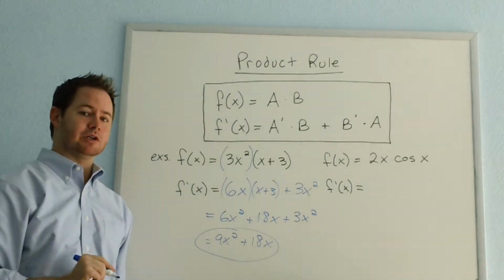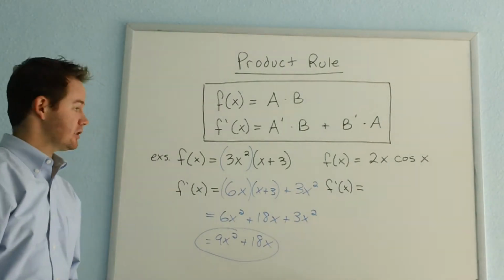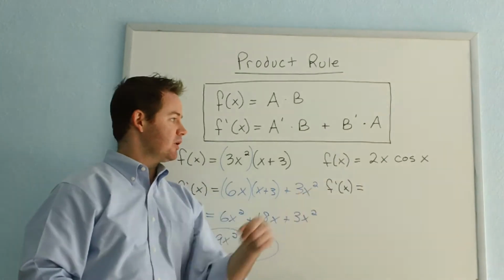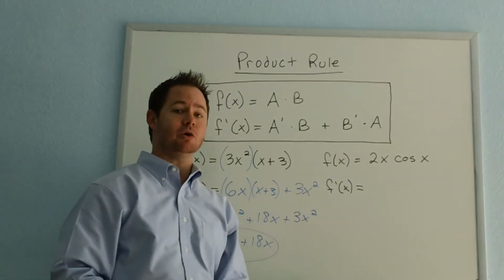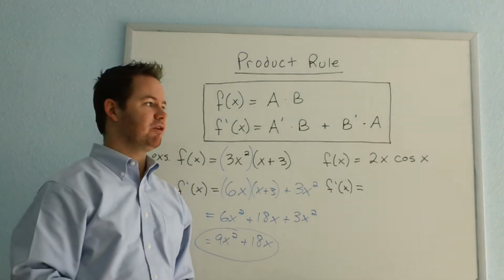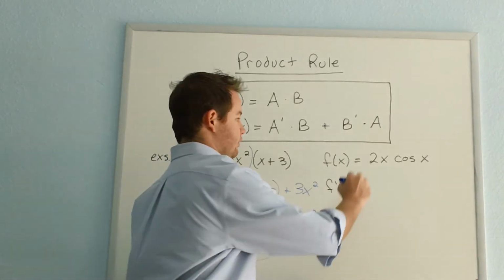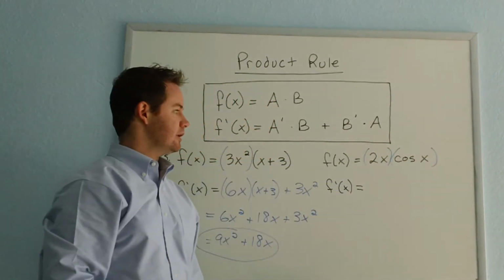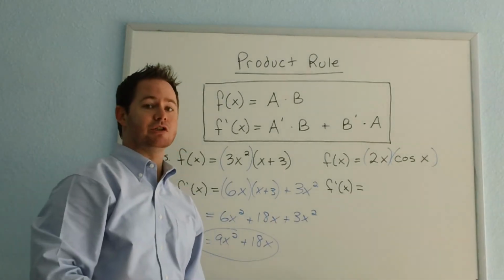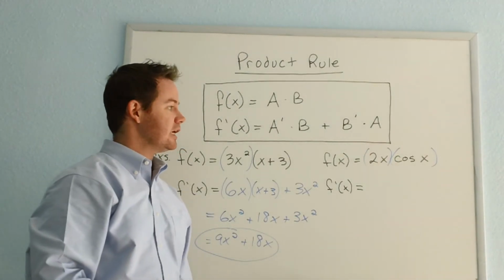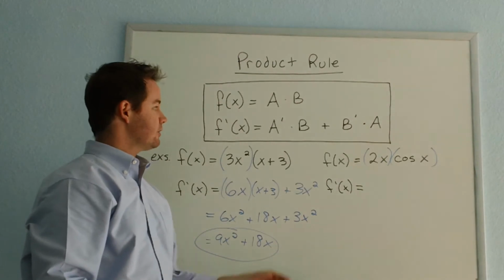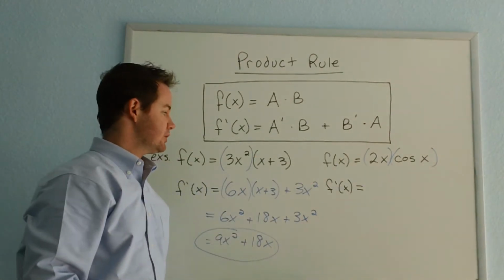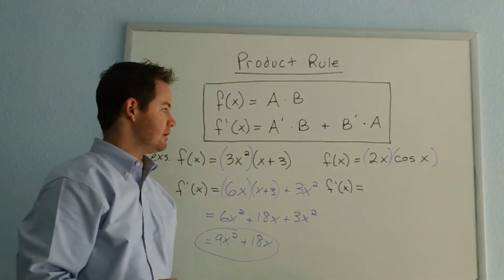Let's take a look at one more example to make sure that we understand this concept. In this problem, we have 2x cosine of x. So here we're dealing with the derivative of a trig function. If we put parentheses, we can see that we can separate this expression into two, expression A and expression B, and then we're going to follow along with our formula for product rule similarly to what we did in our first example.